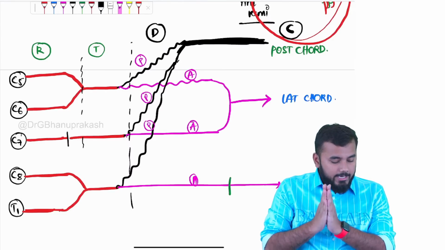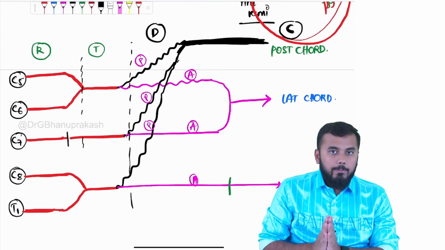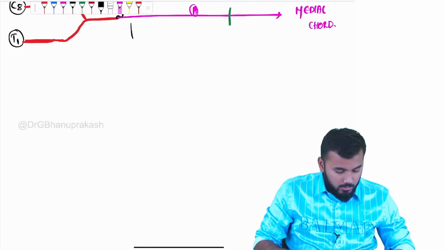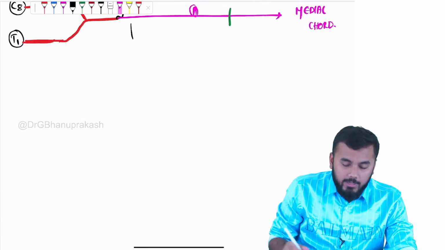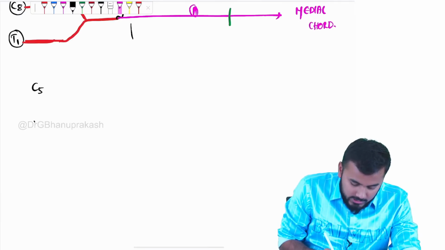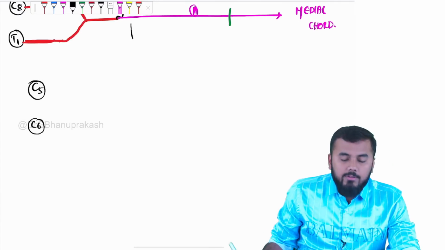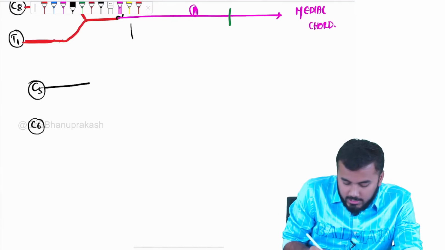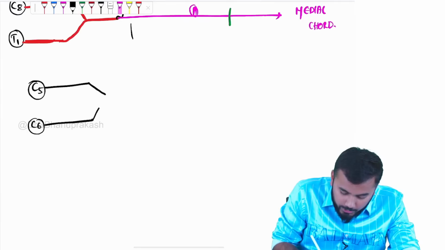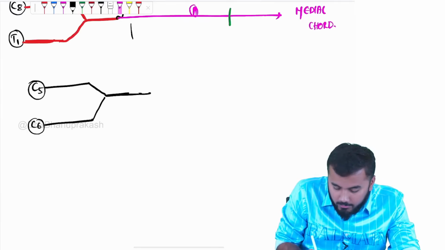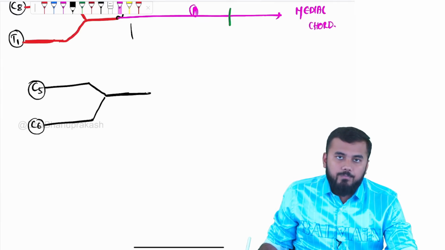Now pay attention to whatever I'm telling you. Look here very carefully. I will write those branches, don't worry. I told you C5, C6. From C5 a root is coming. From C6 a root is coming. Both the roots join together to form what? A trunk.